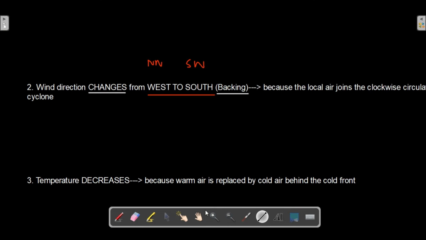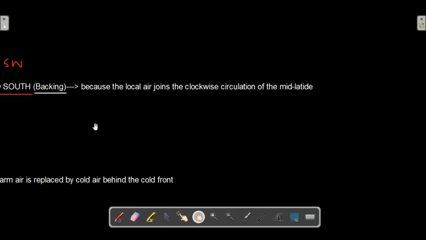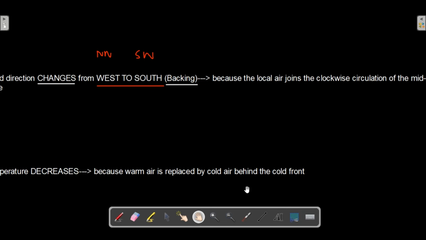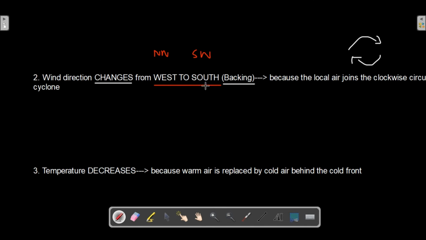Well, I will explain it now. The reason why the local wind direction changes is because this local wind joins the clockwise circulation of the mid-latitude cyclone. So it joins that clockwise circulation, and hence the wind direction changes. Now let's take a look at an example.